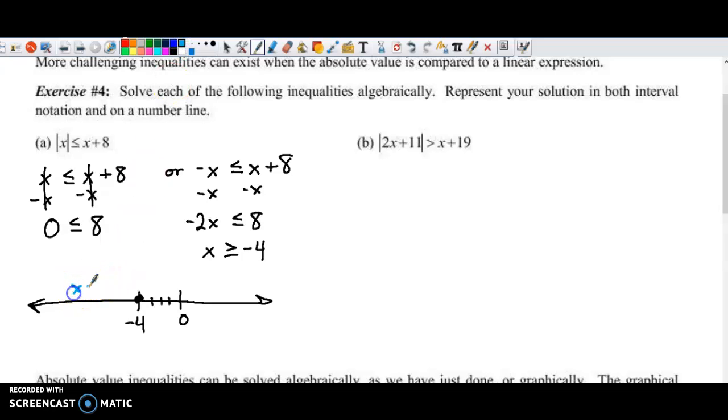Let's try a number like x equals negative 5. So absolute value of negative 5 will make that positive 5. I'll write it right here. And then negative 5 plus 8 is negative 1. Is 5 less than or equal to negative 1? No. So we don't want answers, maybe instead of an x, I'll put no right there.